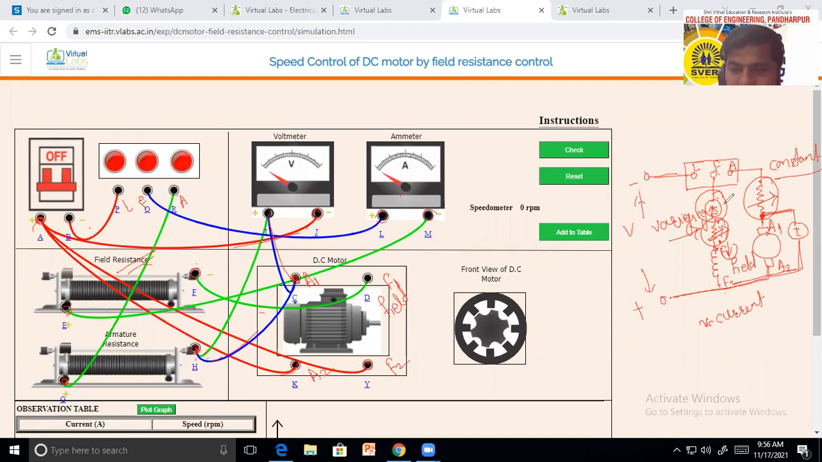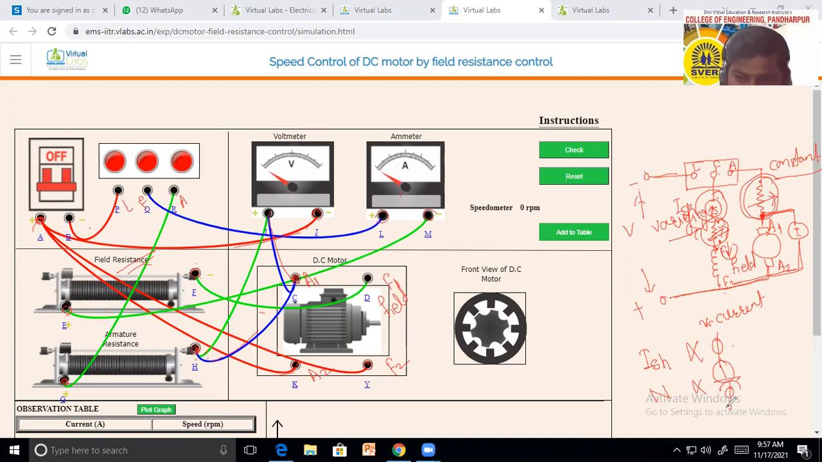Okay, so this current will vary. Suppose this is the shunt field current ISH. If ISH varies, it is directly proportional to flux phi, so flux phi will also vary. According to the equation, N is inversely proportional to 1/phi. Here Eb I can take as constant, because I am not varying this rheostat.